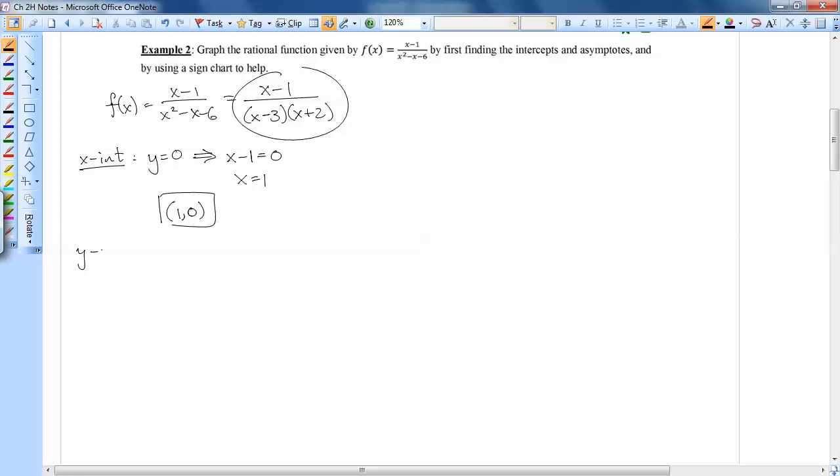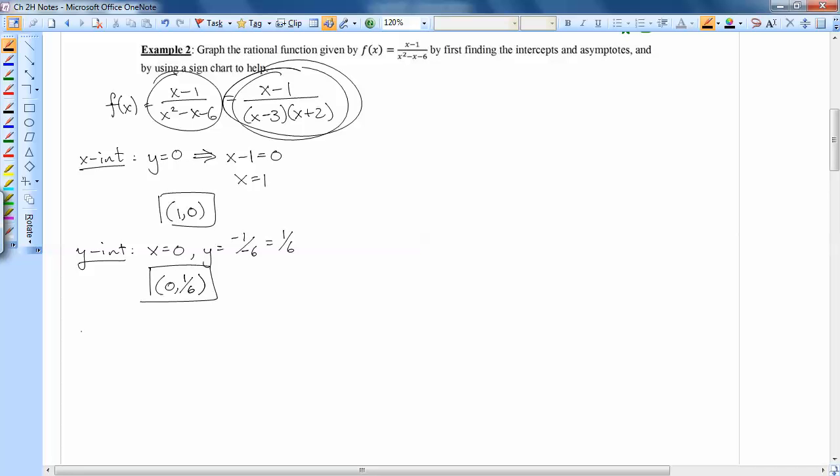So let's look at y-intercepts. That means set x equal to 0. Now you can plug in 0 into that, but it's usually easier to get the y-intercepts from the original unfactored form, because if you plug in 0 there, everything goes away except for the negative 1 on top and the negative 6 on the bottom, so we get 1/6. So 0, 1/6 there. That's the only y-intercept.